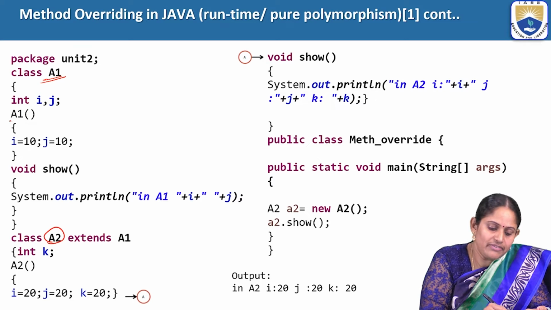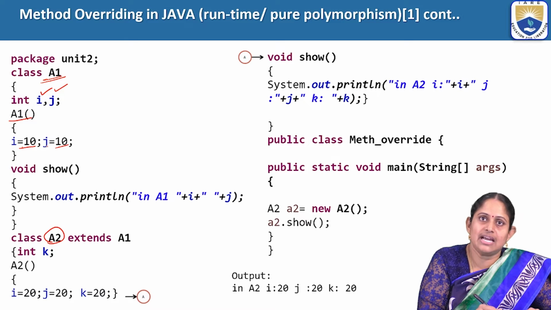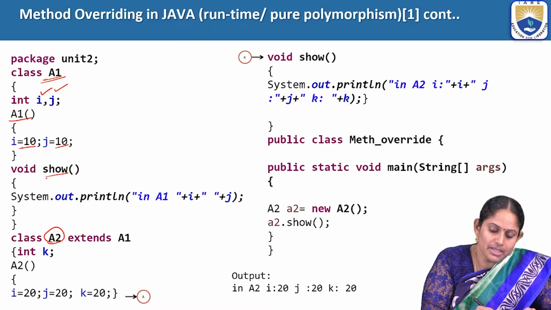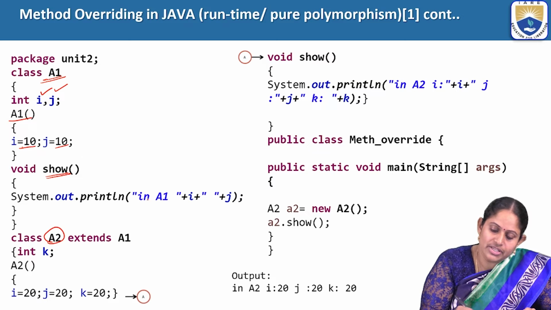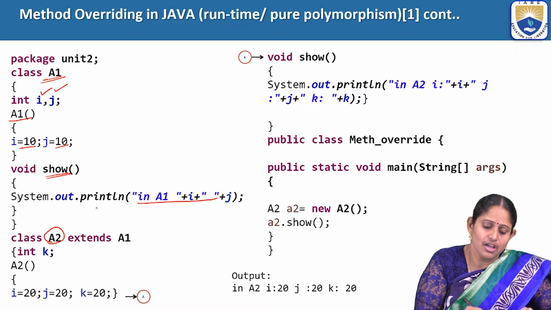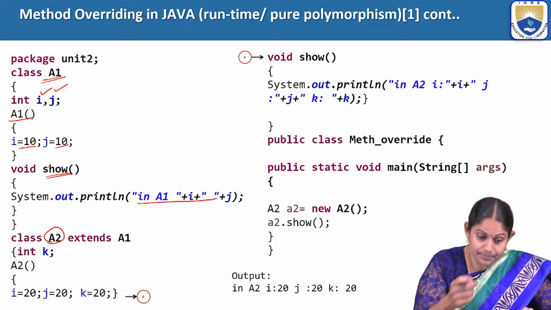Inside A1, we have the constructor which is initializing the instance variables i and j to 10. Inside the constructor, the values of i and j are initialized to 10. The i and j are instance variables of class A1. Now we have the show method defined, which is printing some statements. In A1 we have i and j. So this is how the show is implemented inside A1.